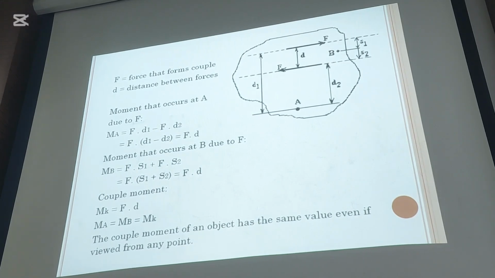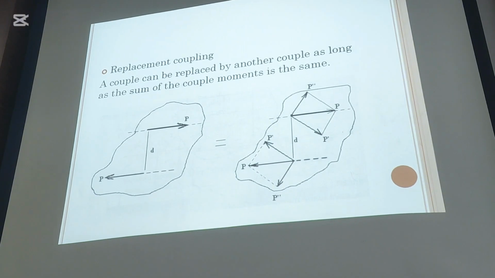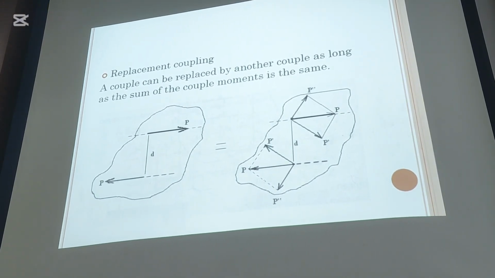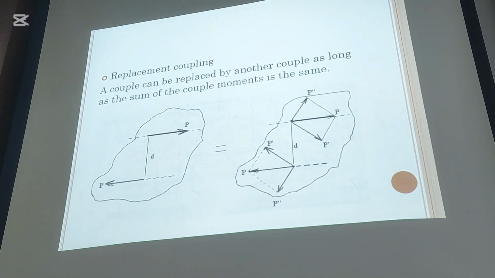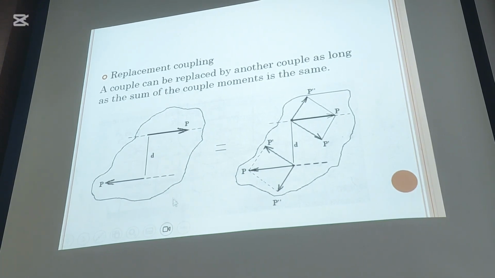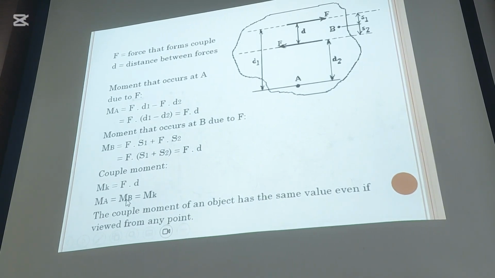And then from here we have something else which is called replacement coupling. For example, a couple can be replaced by another couple as long as the couple moment is the same. So the main point is the couple moment has to be the same. If it's not the same, then it's not a replacement and it's not couple moment.